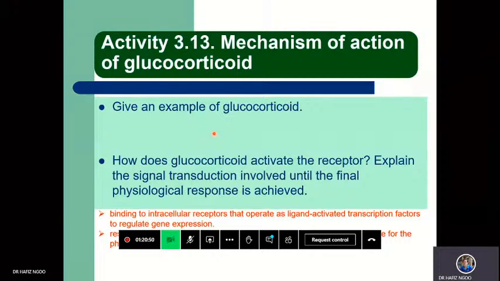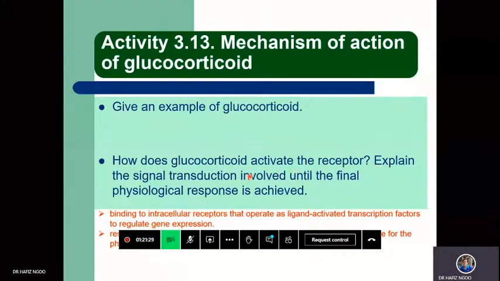Basically, all these glucocorticoids have glucocorticoid receptors. It binds to the intracellular receptor that operates as a ligand-activated transcription factor. Basically, it regulates the gene expression that affects protein synthesis, ultimately responsible for the physiological effect, which means that the receptors are present in all our body cells, and what it does is basically it binds and regulates proteins. These proteins are basically enzymes, so it's basically the enzymatic function of the cells.